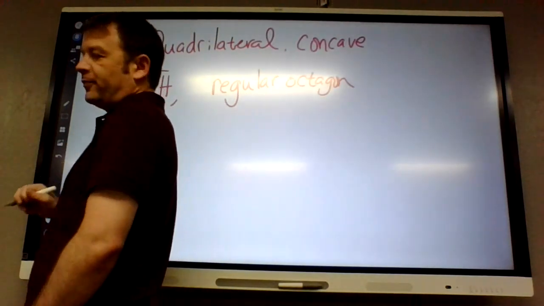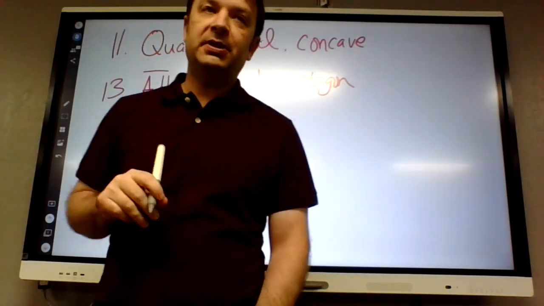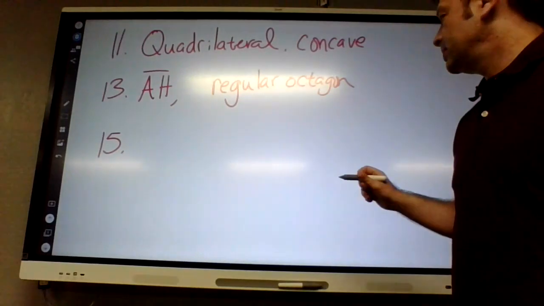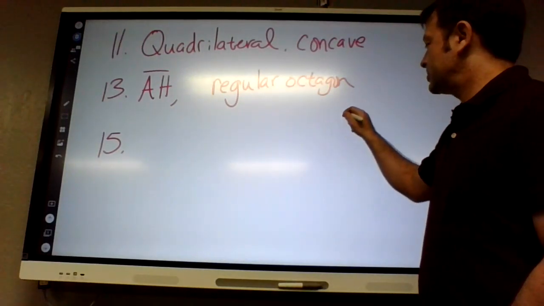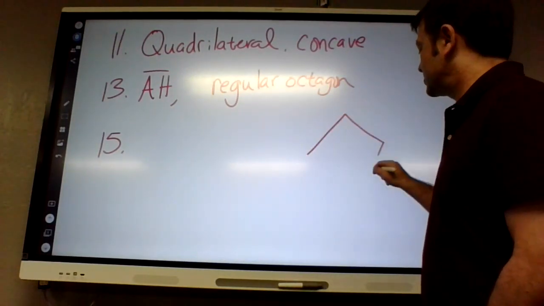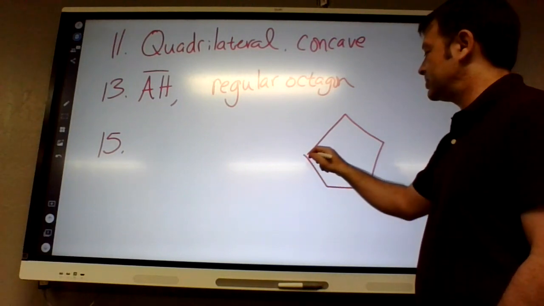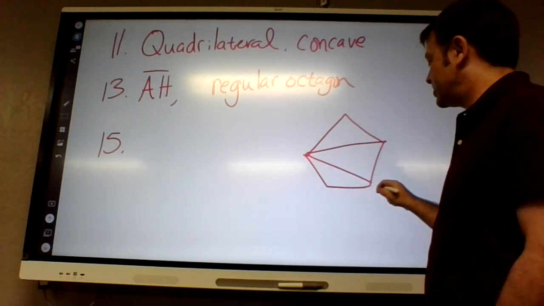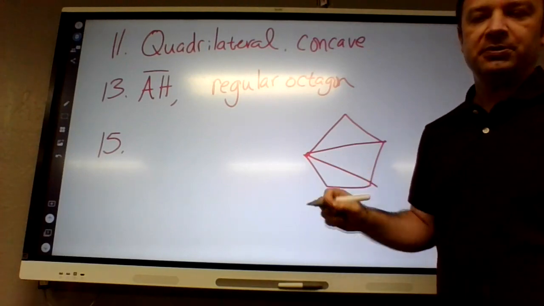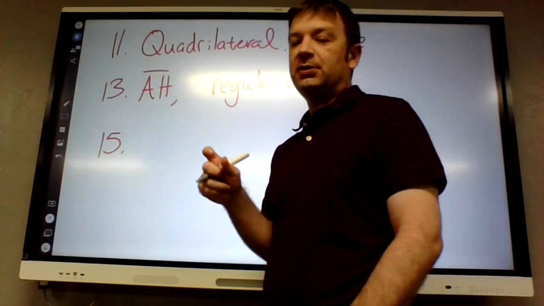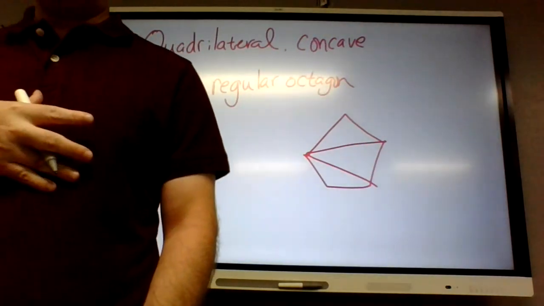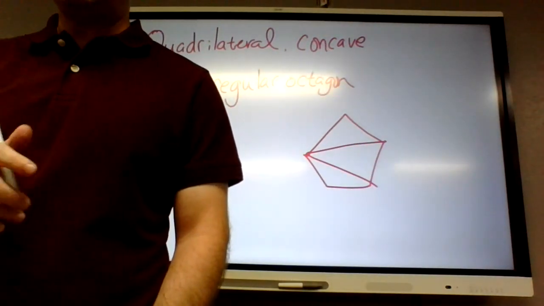Okay, for number 14, a diagonal is a line that goes from any vertex to a non-adjacent vertex. So it goes from one corner to another, but it's not along the side. So this would be a diagonal, and this would be a diagonal. It's got to be inside the shape somewhere.